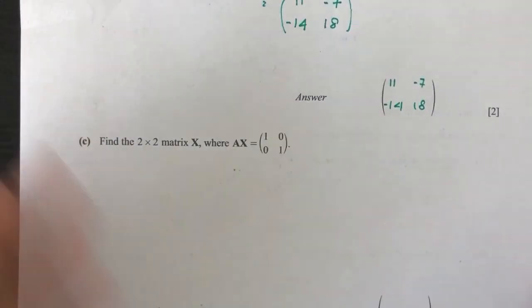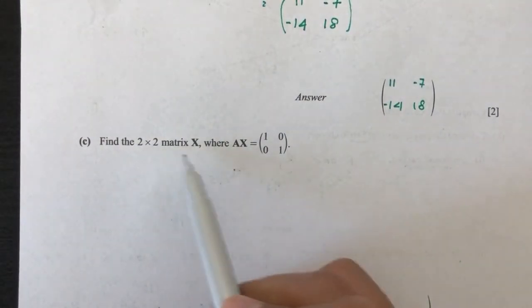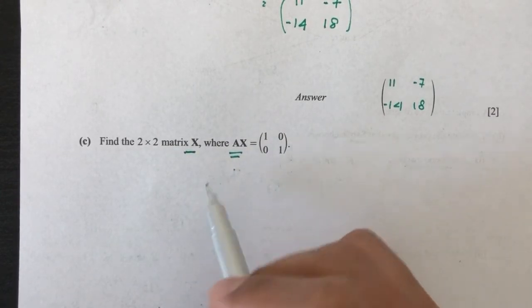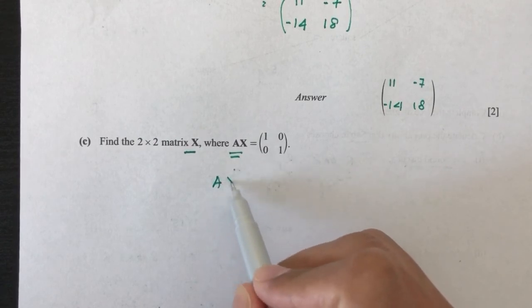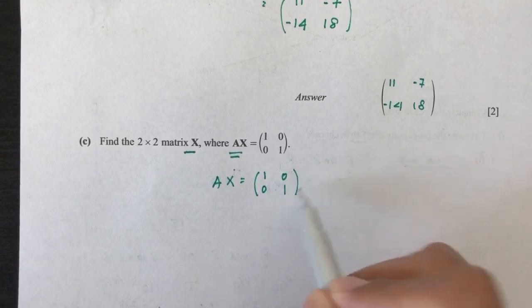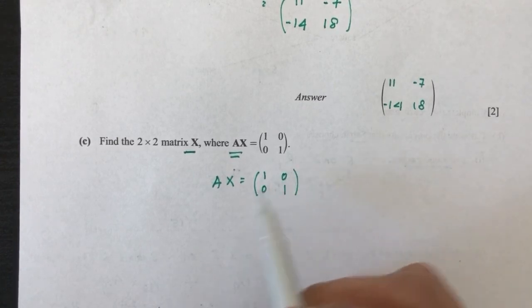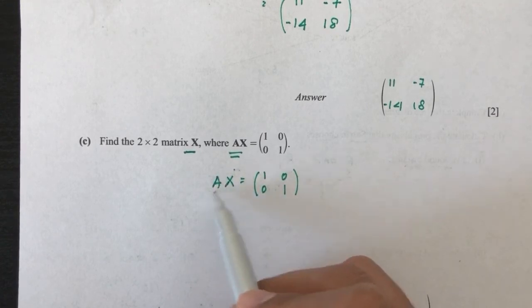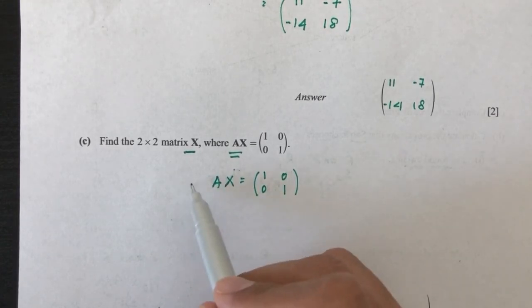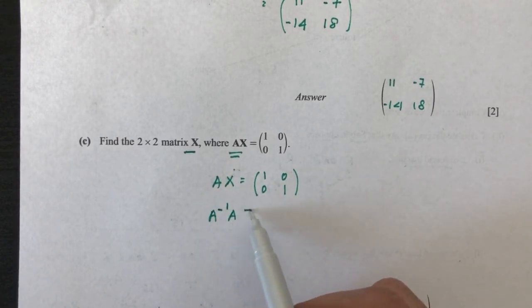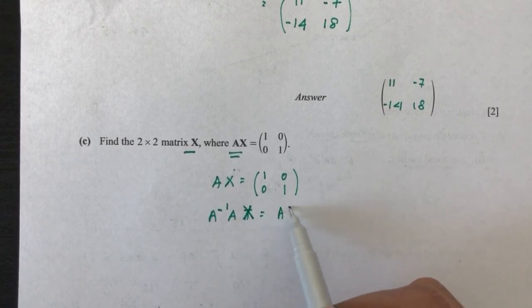Okay. Now part C. Find the 2 by 2 matrix X where AX equals this. So AX equals, this is the identity matrix. We have 1, 0, 0, 1. So how do you find the value of X? We have to eliminate A. So how do we take off A? We have to multiply A inverse to A. Sorry, yeah, this is the same. And multiply A inverse on both sides.